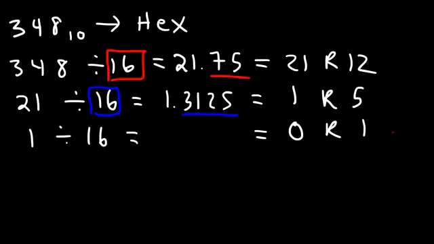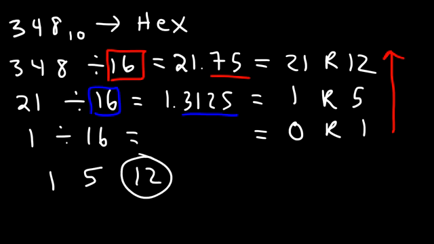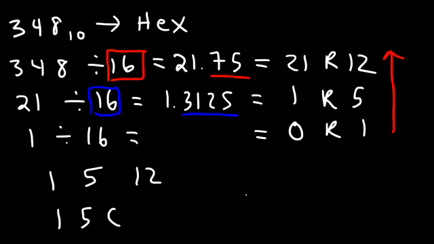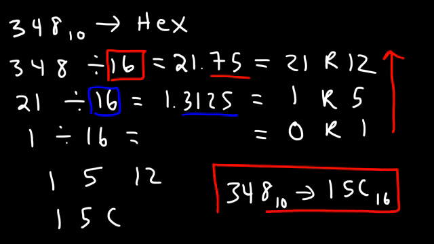And so we're going to read it this way. So we have a 1, a 5, and a 12. Now 12, because it's larger than 9, we need to convert it to a letter. So remember, 10 corresponds to A, 11 corresponds to B, and 12 corresponds to C. So it's 1, 5, C. So therefore, we could say 348 in the base 10 system is 15C in the base 16 system. And so that's how we can convert a decimal number into a hexadecimal number using successive division.